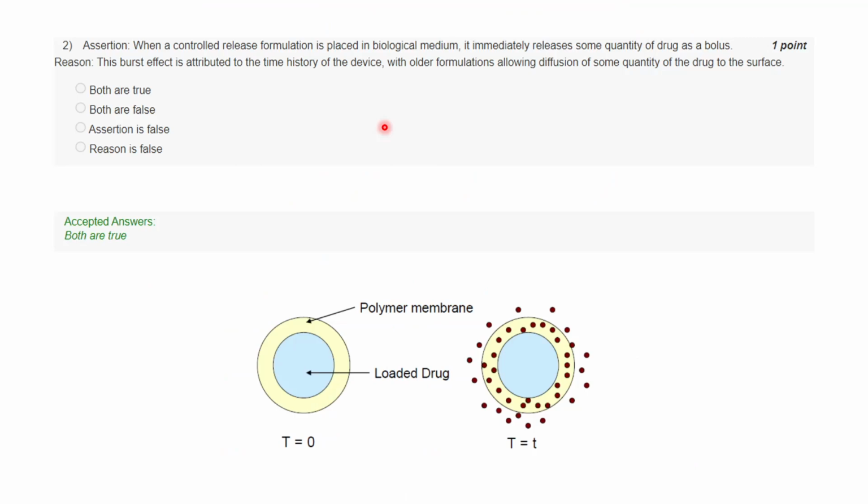So the question is, when a controlled release formulation is placed in biological medium, it immediately releases some quantity of drug as a bolus. This is the assertion. And as we discussed right now, the reason is that the burst effect is attributed to the time history of the device, the older formulations allowing diffusion of some quantity of the drug to the surface. Is this clear?